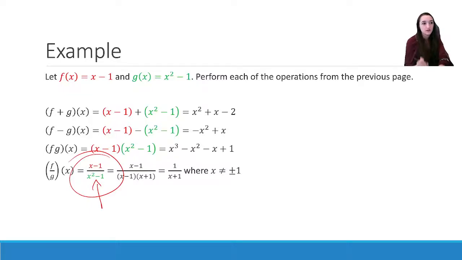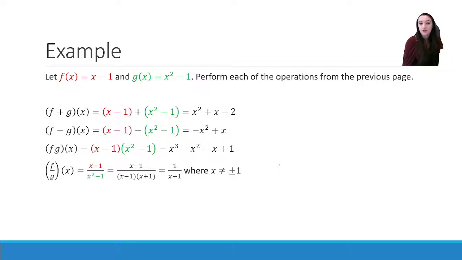All right, so speaking of domain, we can find the domain of these functions by finding the domain of their individual pieces. So in this case, there's no division and no square roots in 3 out of the 4 of these cases. There's no division and no square roots in the original f or g. So the domains were all real numbers for f plus g, f minus g, and f times g.